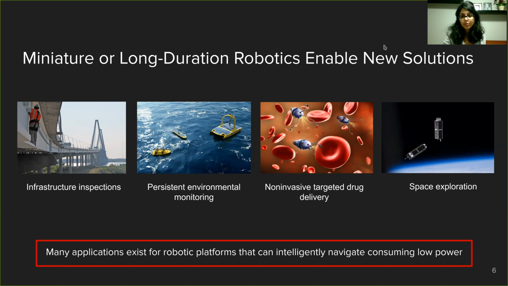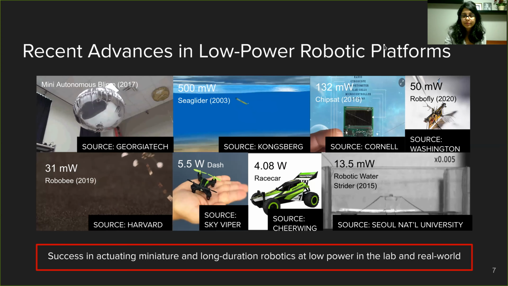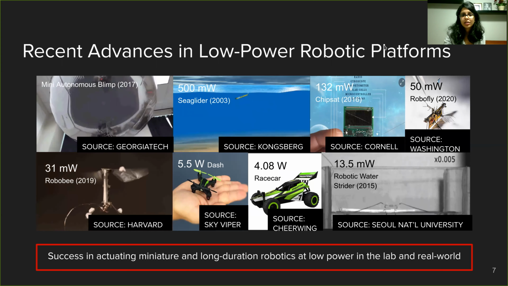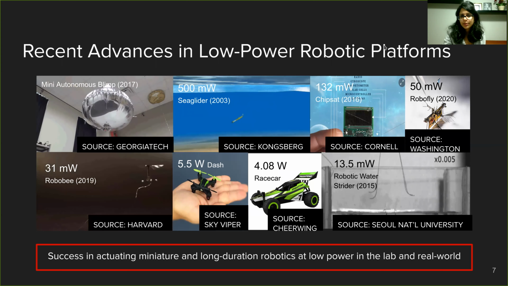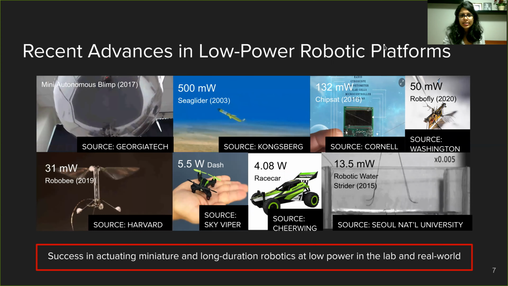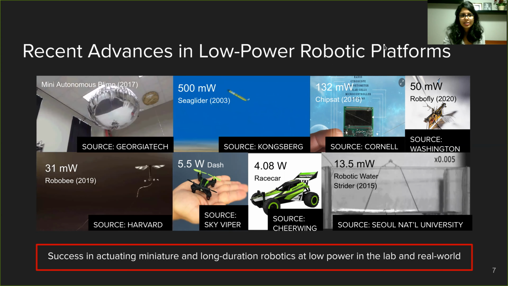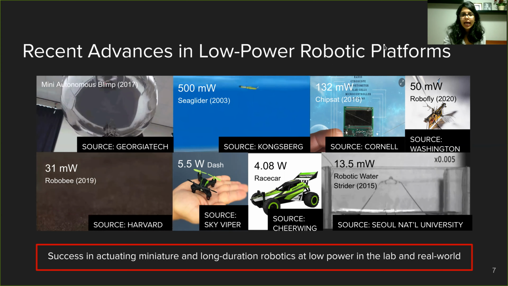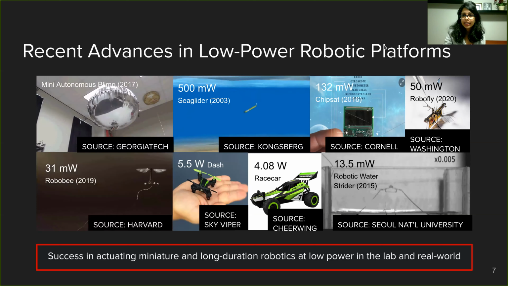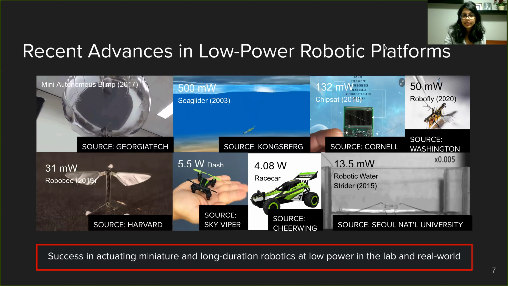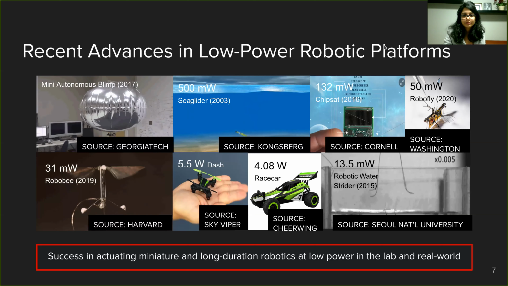Applications for low power robotics are numerous, and they can solve problems such as inspections and exploration in hard to reach areas, persistent monitoring of the environment, novel ways of delivering medicine, and space exploration. And there's been many recent advances in low power robotic platforms, such as some of the examples here, some of which are insect inspired, and others such as the mini autonomous blimp. However, there hasn't been as much attention paid to how we scale autonomy at this low power regime.